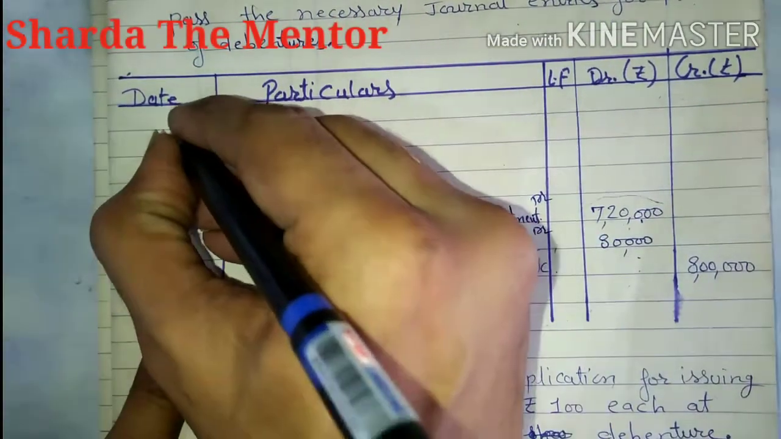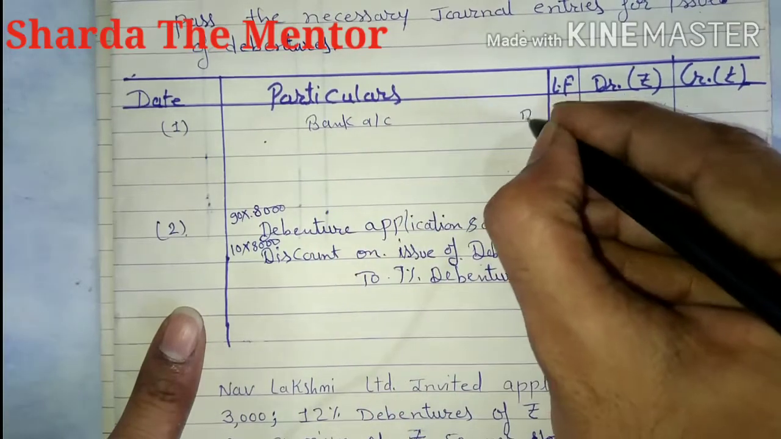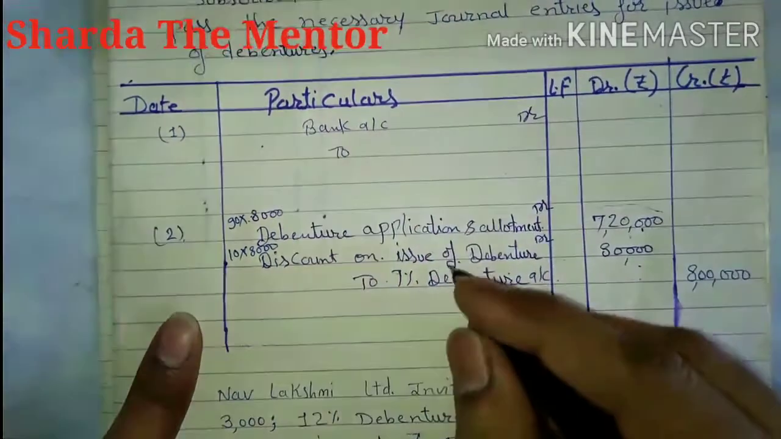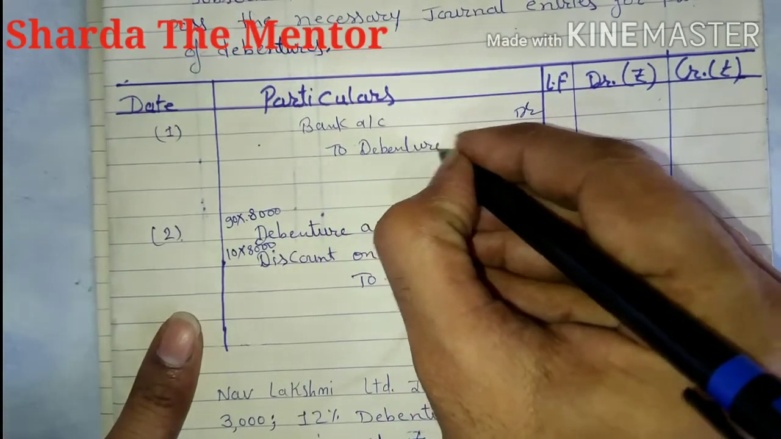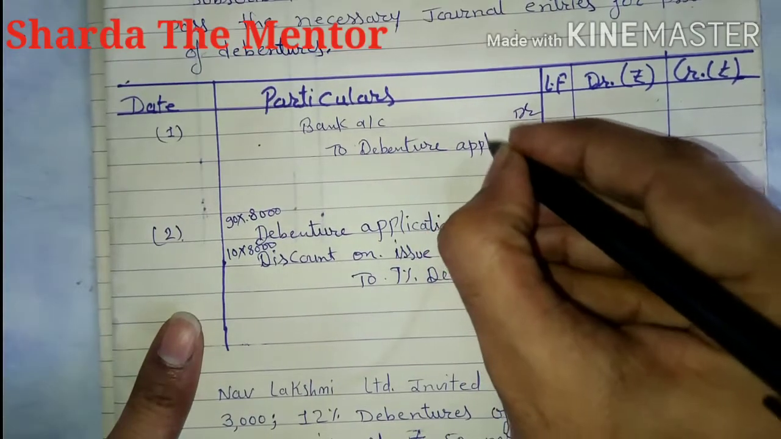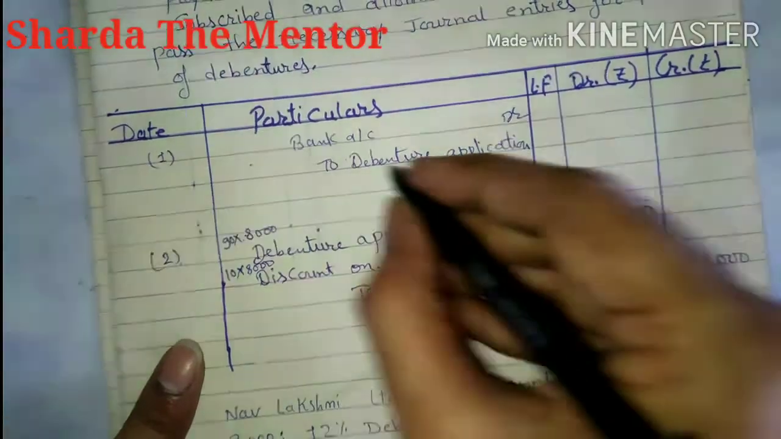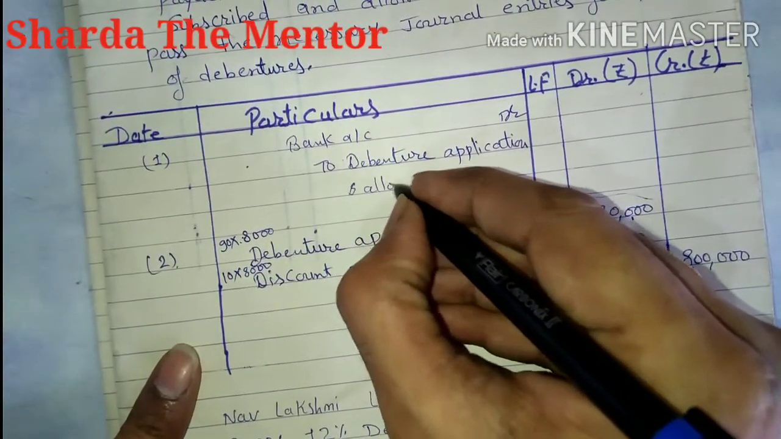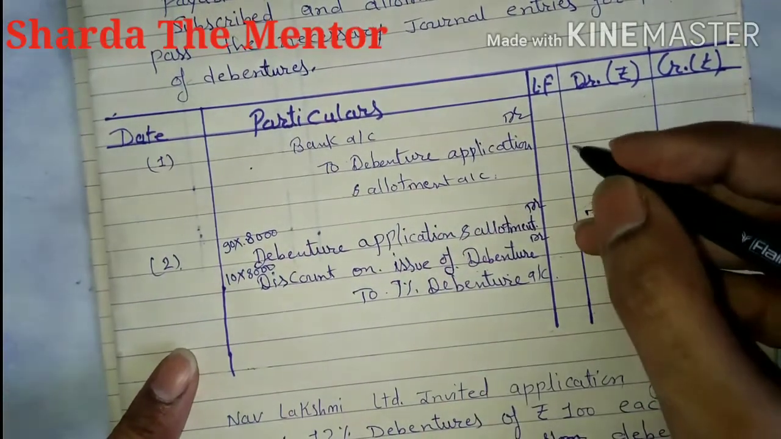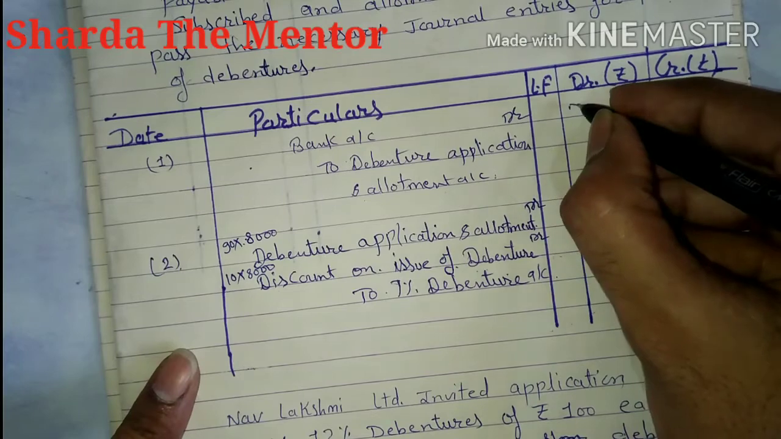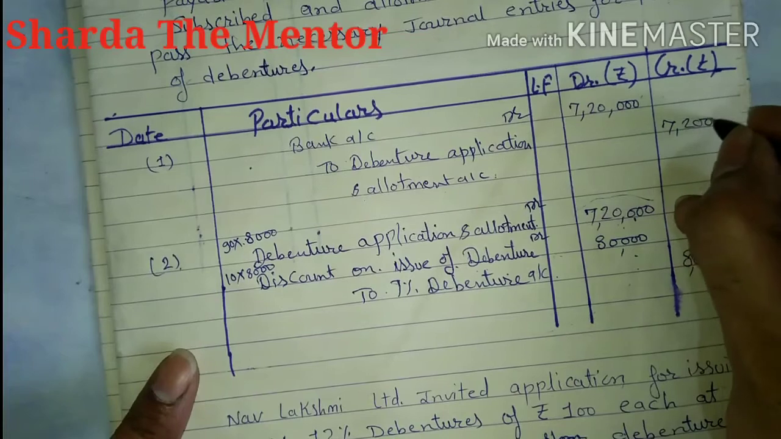So in the first entry you will mention the bank account, debit to debenture application and allotment account. You will mention here that it will be 7,20,000. Here also it is 7,20,000.